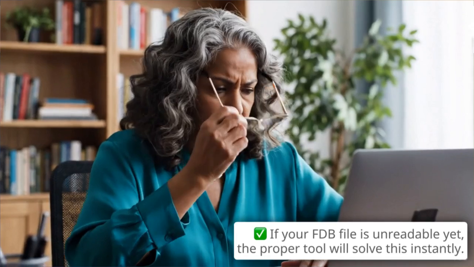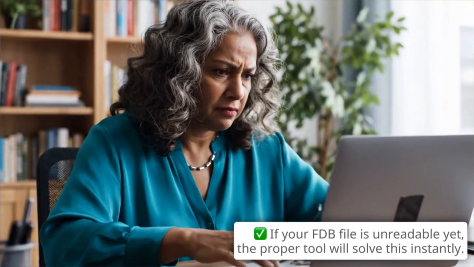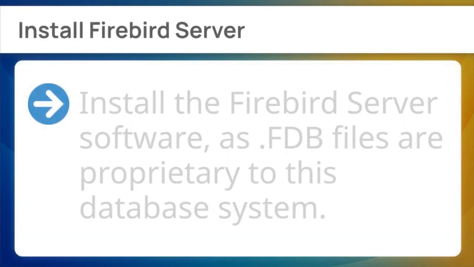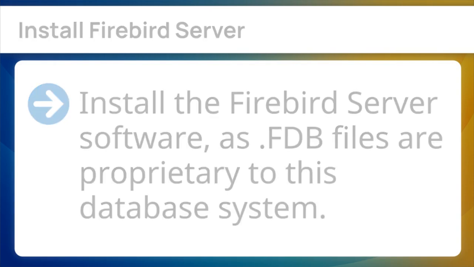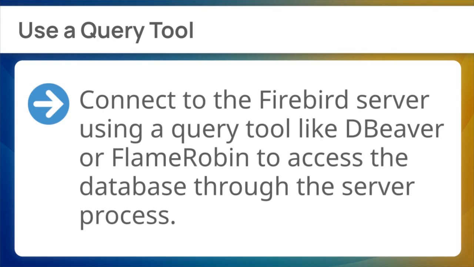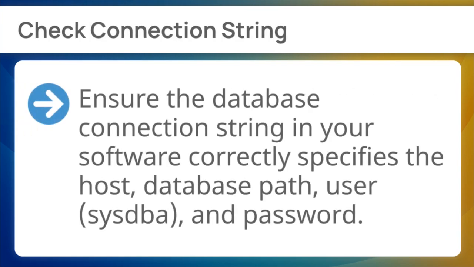This quick list shows you what those problems are and how to quickly confirm them. First, install Firebird Server. Install the Firebird Server software, as FDB files are proprietary to this database system. Next, use a query tool. Connect to the Firebird server using a query tool like DBeaver or FlameRobin to access the database through the server process. Finally, check the connection string. Ensure the database connection string in your software correctly specifies the host, database path, user, SYSDBA, and password.